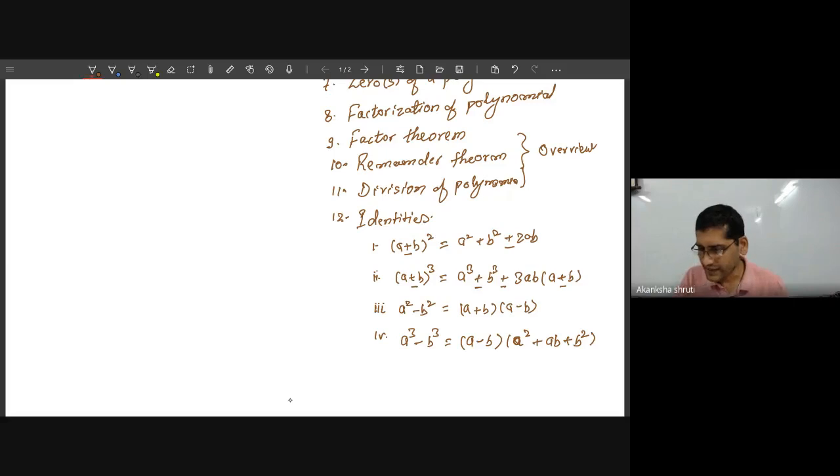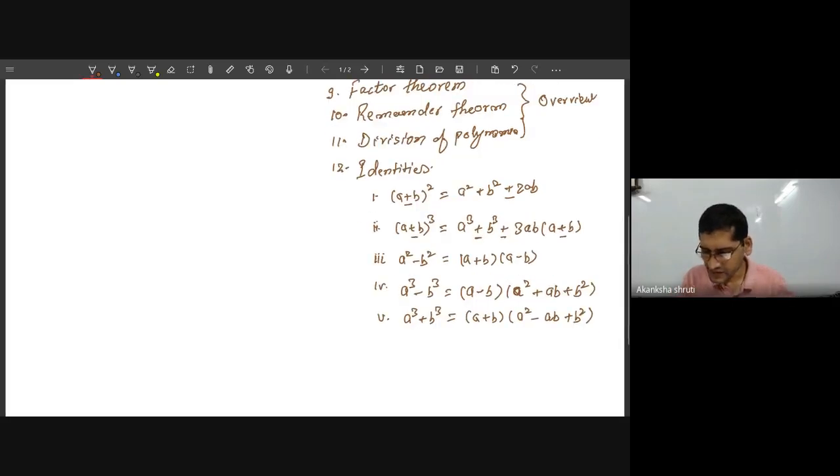Okay, otherwise it could be (a plus b) whole square. If it is a cube plus b cube, then this can be written as (a plus b) into (a square minus ab plus b square). Here it becomes minus only ab plus b square. It is like this one. So these are the few things that we have to learn.